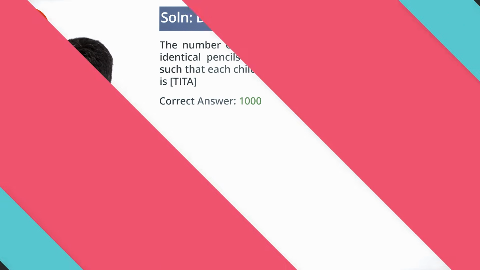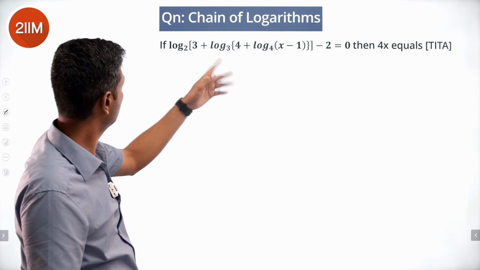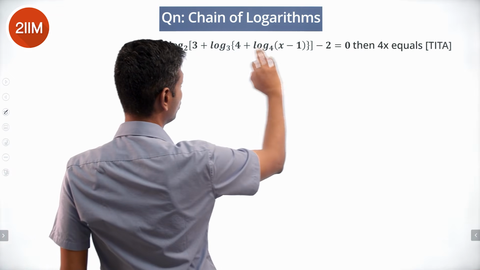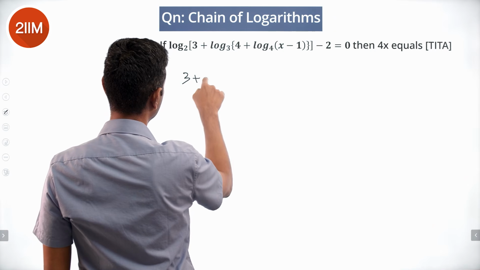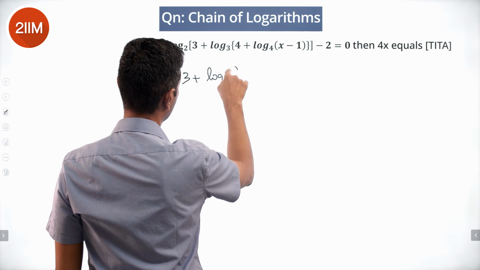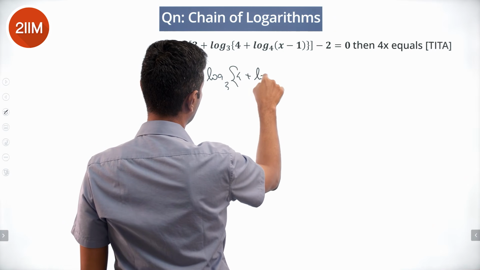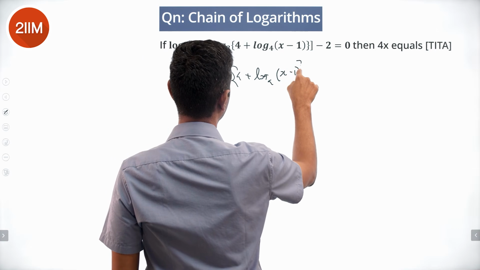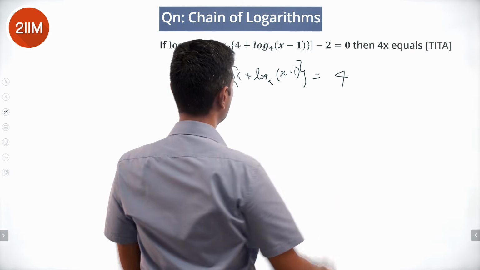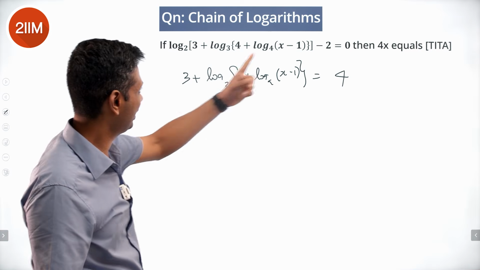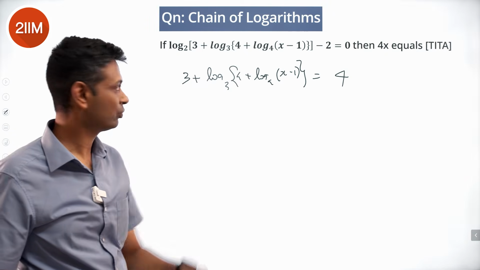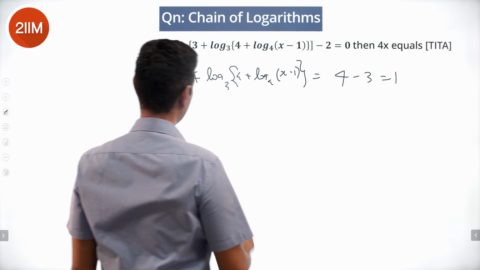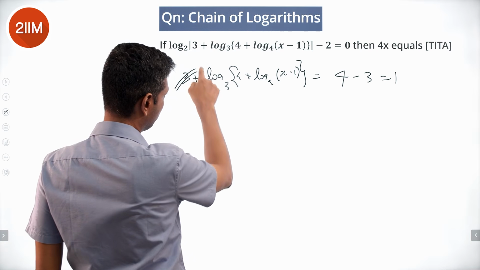Excellent question. Log of this whole thing to the base 2 minus 2 is 0, or log of this whole thing to the base 2 is 2, or 3 plus log to the base 3 of 4 plus log to the base 4 of x minus 1 is 4. 4 is 2 square. I'm taking this 2 that side and putting it as 2 square. I can take this 3 this side. 4 minus 3 equal to 1. I'll remove this log to the base 3 completely.